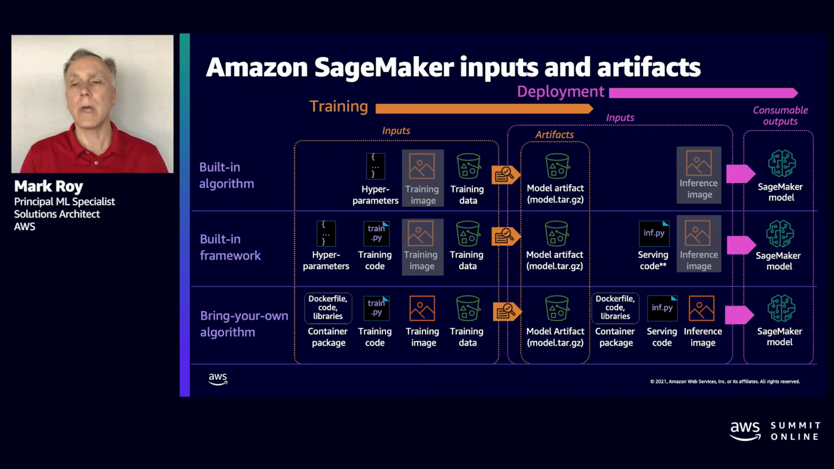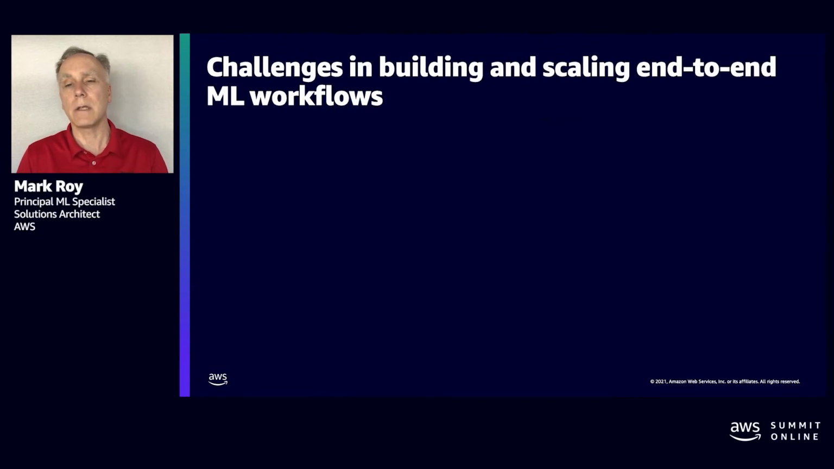It's important to know all of the inputs, the outputs, and the artifacts that get produced so that you understand how the automation needs to take advantage of this. So let's look at the challenges that are involved now that you understand this context.